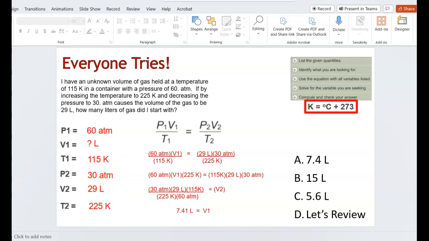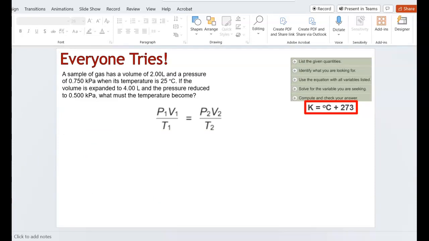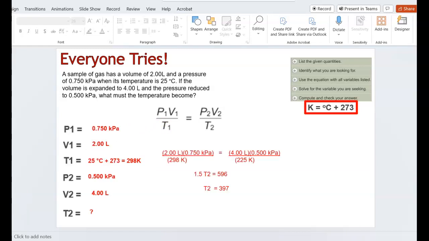Last one. There you go. Pause the recording and give it a try. This one's just straightforward, but we're solving for temperature, which is in the denominator again, so just some extra practice there. And there's the answer.